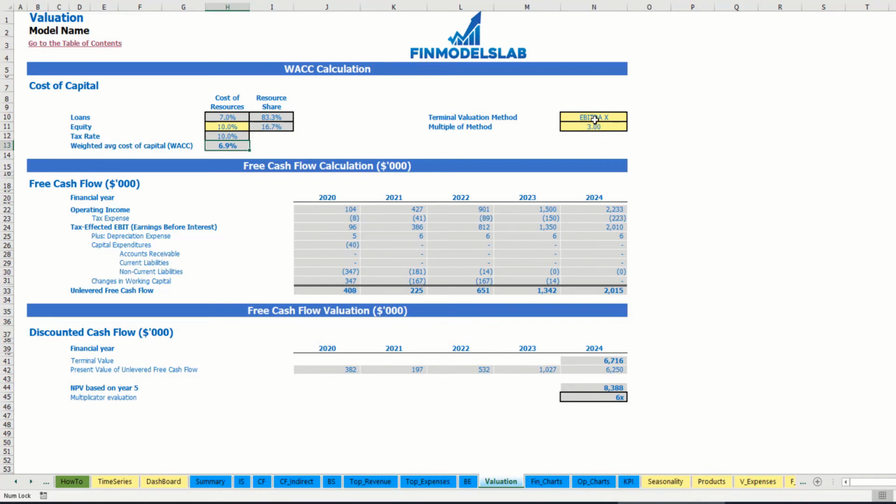In the valuation model there are two valuation methods, which are EBITDA multiple and revenue multiple. You may select one of them, and below you may input multiple of methods. Based on this information we can see terminal value, which is calculated on unlevered free cash flow. You may see the present value of unlevered free cash flow, NPV, and multiplicator evaluation for this particular company.